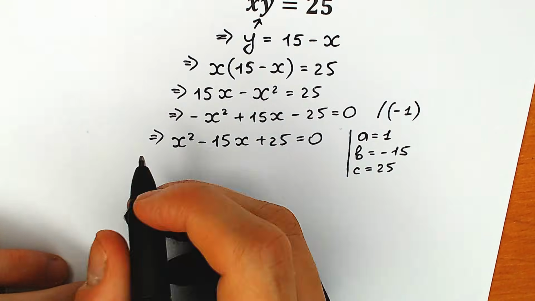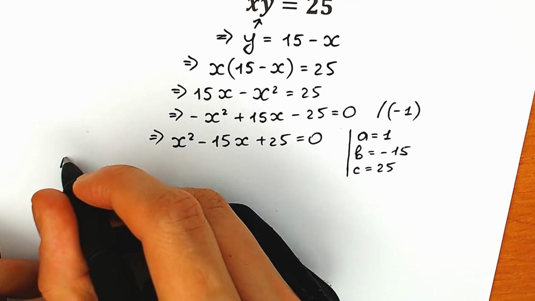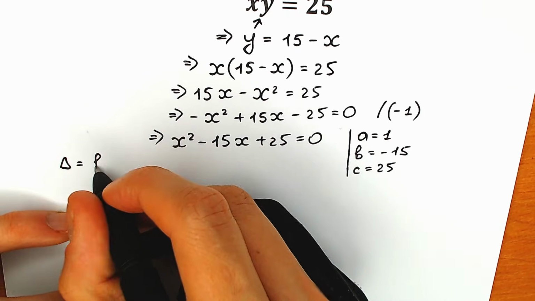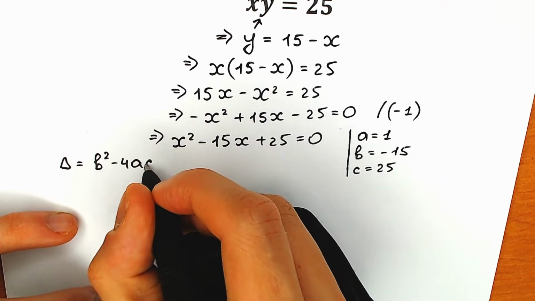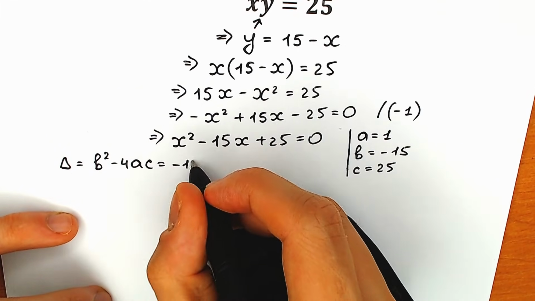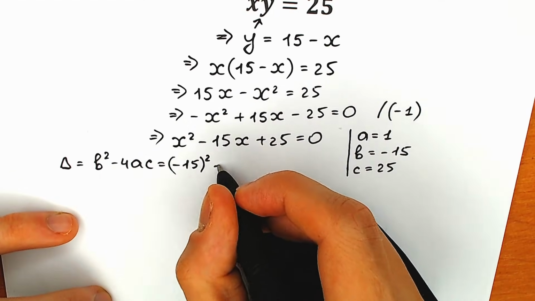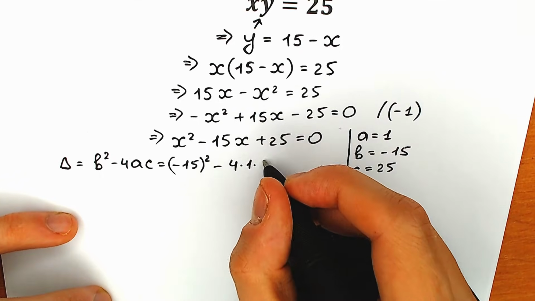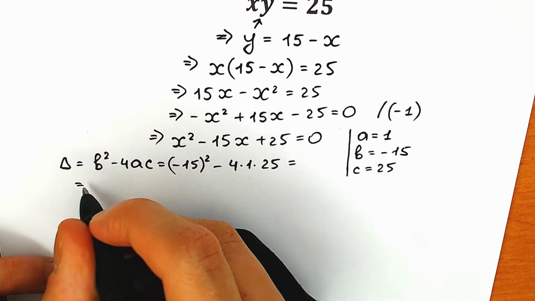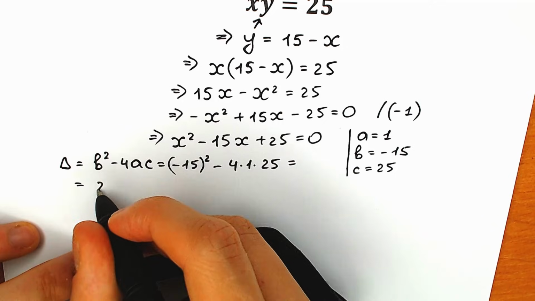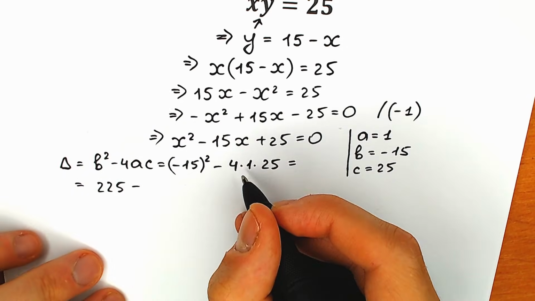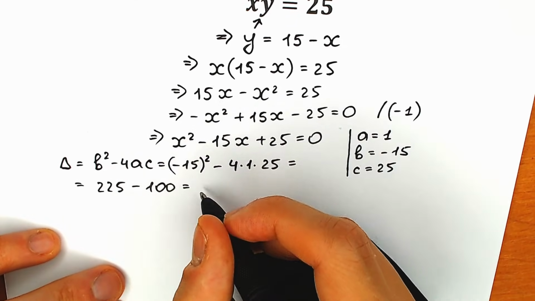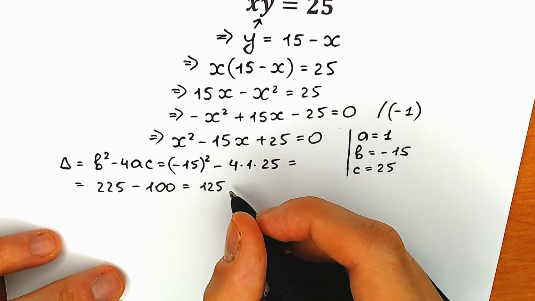We know all of these coefficients, so let's start with the discriminant real quick and then plug it into the well-known formula. The discriminant is b squared minus 4ac, so we have minus 15 squared minus 4 times 1 times 25. Minus 15 squared equals 225, minus 4 times 1 times 25 equals 100, so the discriminant equals 125.